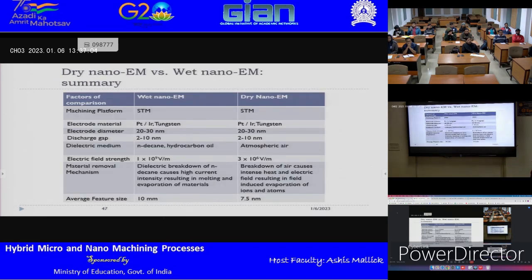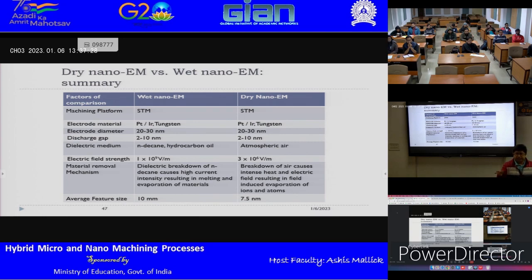Now this is again a comparison of wet nano EDM and dry nano EDM. So this is the importance. That could be one of the reasons. Maybe if we used a higher field strength for wet nano EDM, wet nano EDM will also perform better. But what we did is not a fully fair comparison.